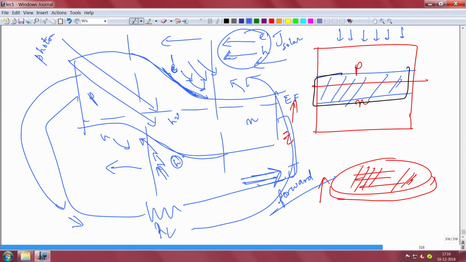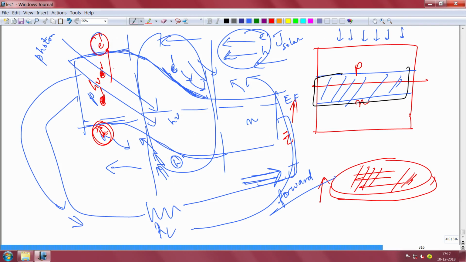Only this depletion region has the field, so photons falling on the depletion region will contribute to electricity. The photons that are falling here will generate an electron here and a hole here, but there is no field. This part is quasi neutral. You remember, this is neutral. There is no field to sweep the electron and hole away, and they will diffuse randomly and they will recombine.